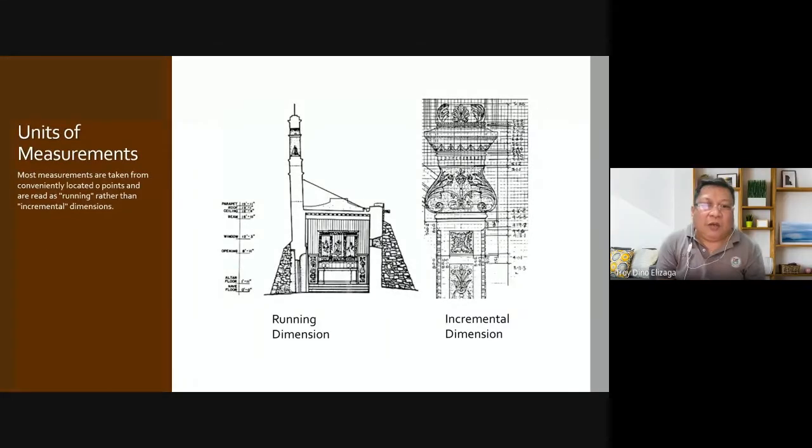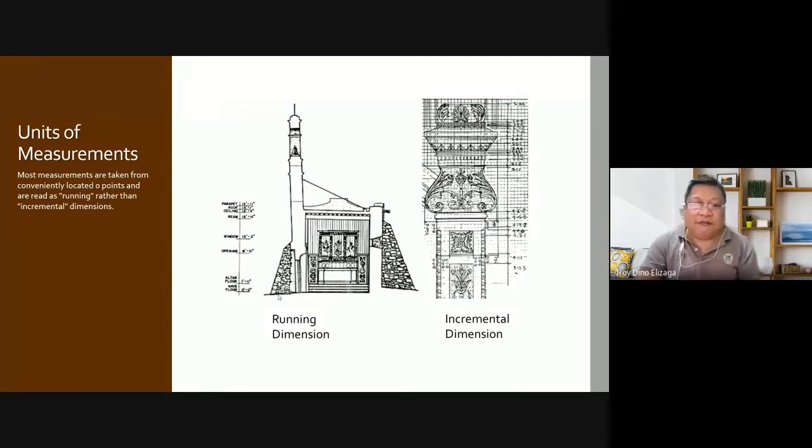And so when you measure, there's actually two ways of measuring. One is the running dimension. You start out with 0, 0, and then you keep on adding. So for here, it becomes 1 foot and 11 inches. And then there is something like 7 feet added. So this time it's 8 feet 11 inches, and then there are again a few feet added. So it's 12. So that is running.